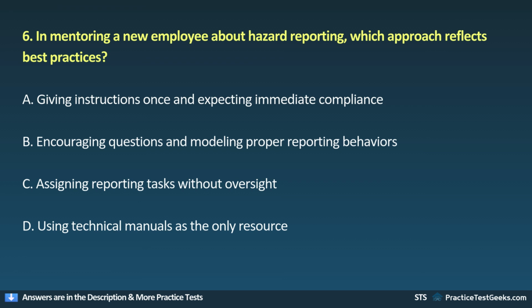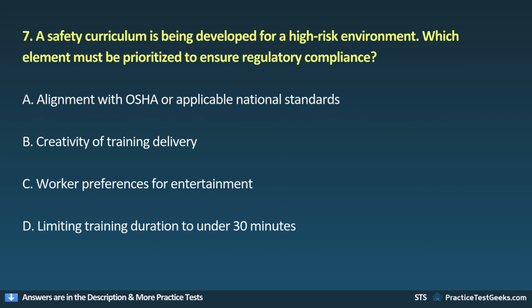C. Assigning reporting tasks without oversight. D. Using technical manuals as the only resource. 7. A safety curriculum is being developed for a high-risk environment. Which element must be prioritized to ensure regulatory compliance? A. Alignment with OSHA or applicable national standards.